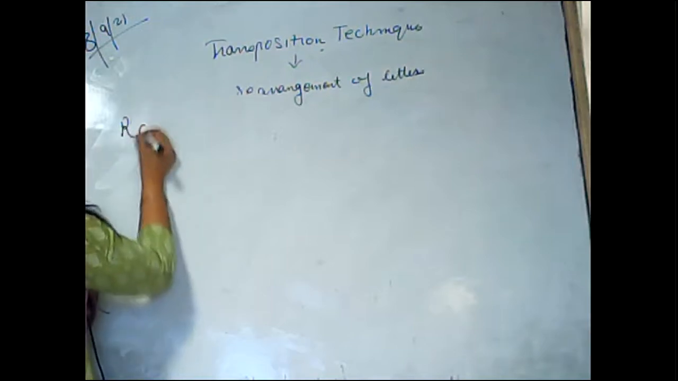Fine. Now, there is another method of this transposition technique, that is the rail fence method. This is one of the important methods that we have. So another technique that we have here is the rail fence method.